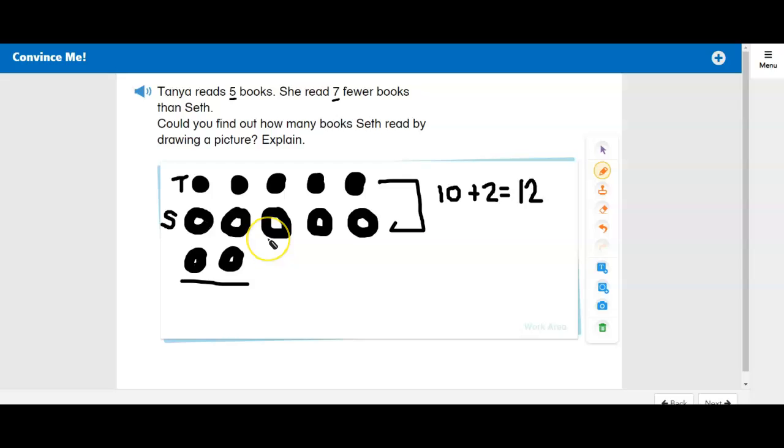So could we draw a picture to solve how many books Seth had? We just did. So we know, yes, we can. So on your Convince Me, you can either just write our equation that we came up with, or if you want to pause the video and copy our drawing that we did, you can also do that.